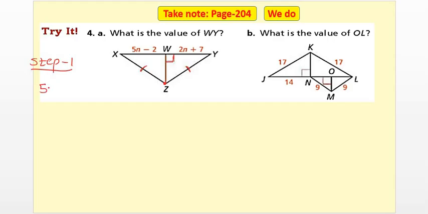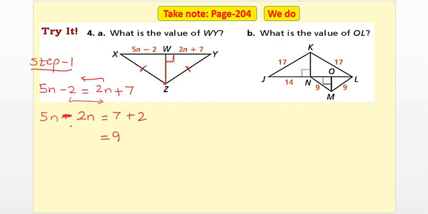So it will be 5n minus 2 equals 2n plus 7. So move this 2n over here and move this 2 over there, so that we can have the variable terms on one side and the constant numbers on the other side. So it will become 7 plus 2 will be 9, and here we will have 3n. Divide this side by 3, this side by 3, it will give us the value of n, that is 3. Okay, this one was all step 1.